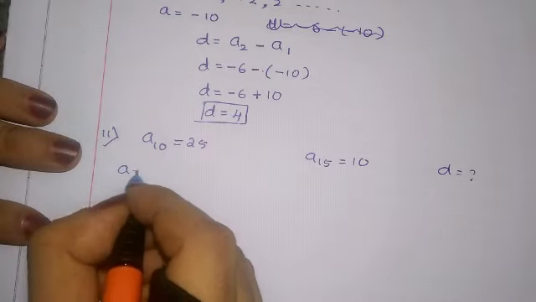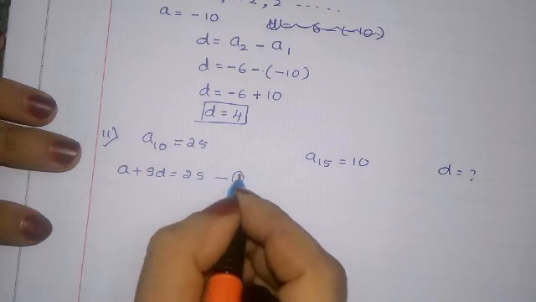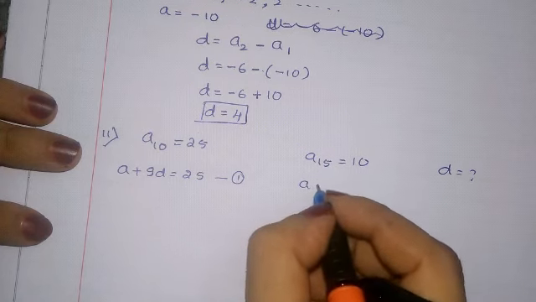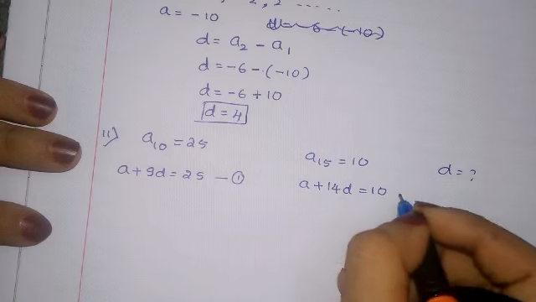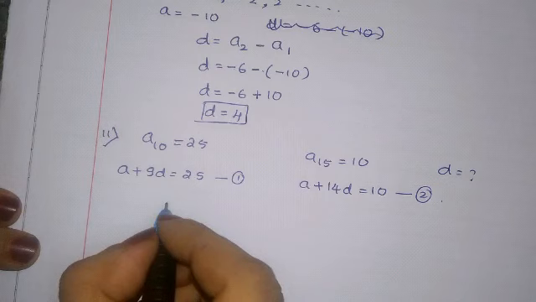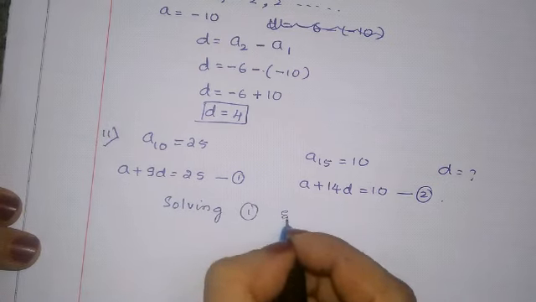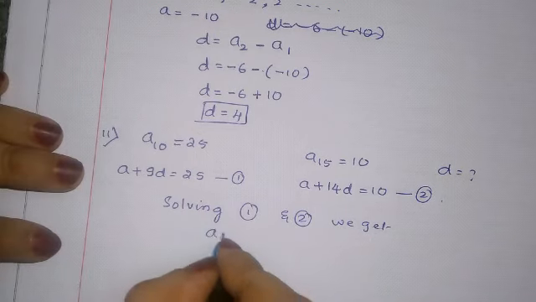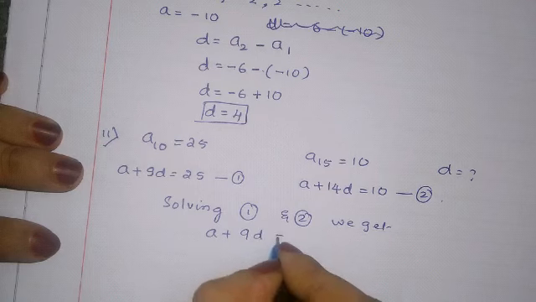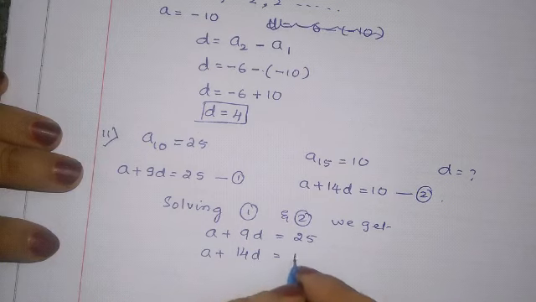Okay, let us find. A10 is nothing but A plus 9D is equal to 25. Equation 1. A15 is nothing but A plus 14D is equal to 10. Equation 2. Solving 1 and 2 we get: A plus 9D is equal to 25, A plus 14D is equal to 10.